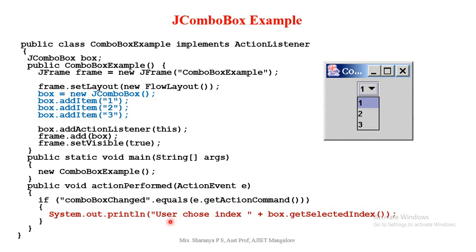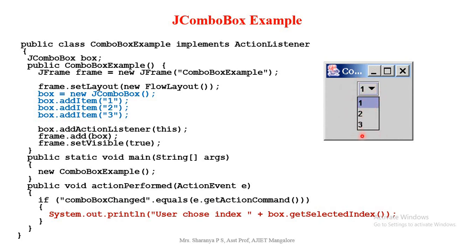It is going to print "user choose the index", and here it will be selected what corresponding index value of that will be chosen, and it will be displayed onto the output screen. That is box.getSelectedIndex. This getSelectedIndex function will return the corresponding index value from the menu, whatever it is displayed here.